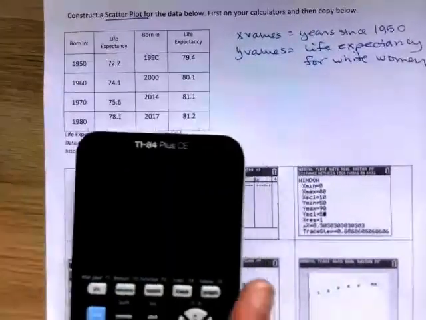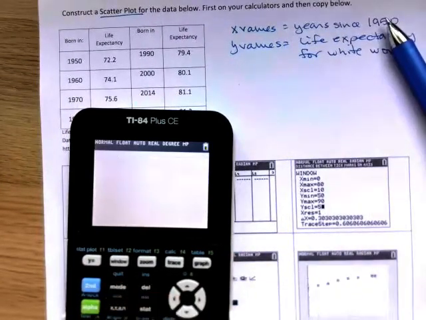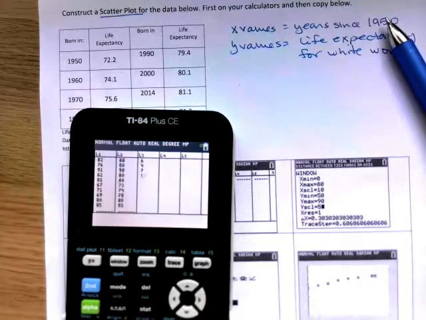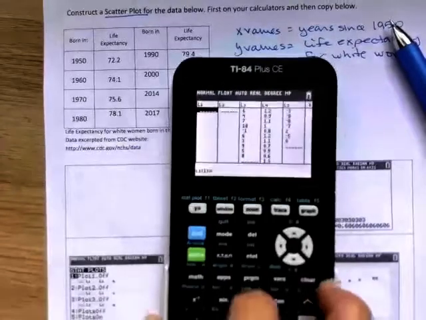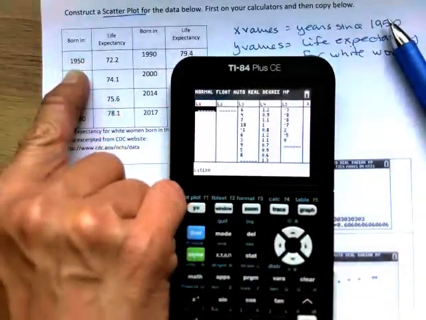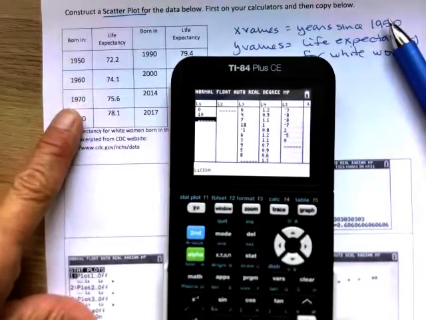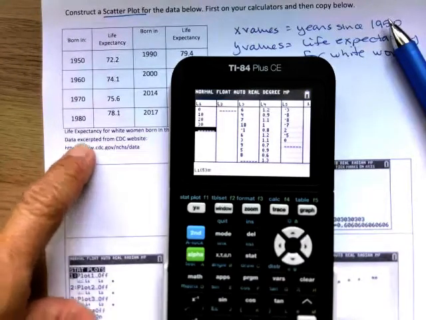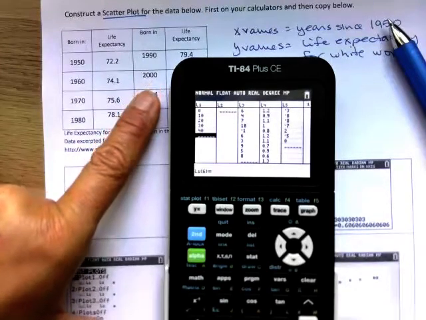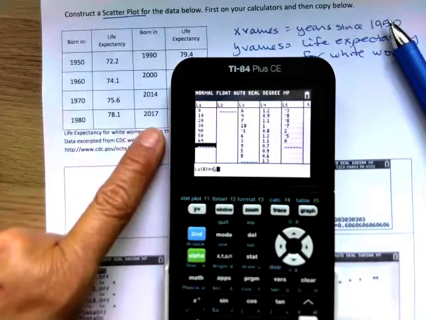So go ahead and grab your calculators. Here we go. We're going to go to Stat and Edit, and then grab yourself some lists and clear them off. For 1950, the years since 1950 is 0. Then 1960, that's 10 years after 1950. 1970, that's 20, and I'm just going up by the decades. 30. 1990 is 40. 50. Then I jump up to 64, and then 67.